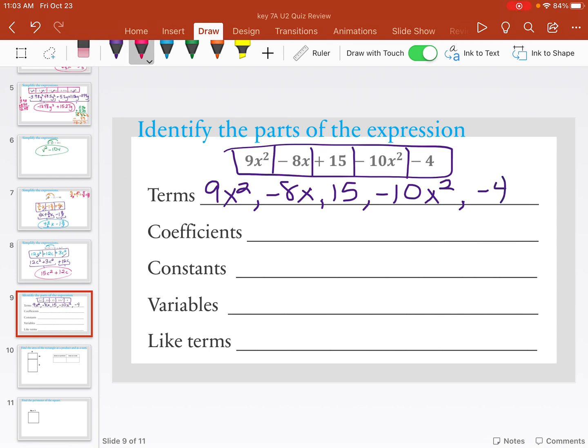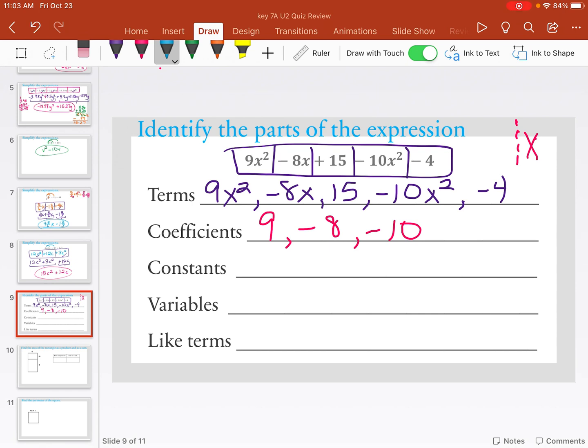Those are important. My coefficients, remember, are your numbers that are multiplied by the variables. Just the number part of it, though. So for this 9x squared, it's the 9. For negative 8x, it's the negative 8. For negative 10x squared, it's negative 10. Also, there's not a good example in this one, but if there was just an x, remember it's got that invisible 1 as your coefficient. So don't forget your invisible 1s as well.